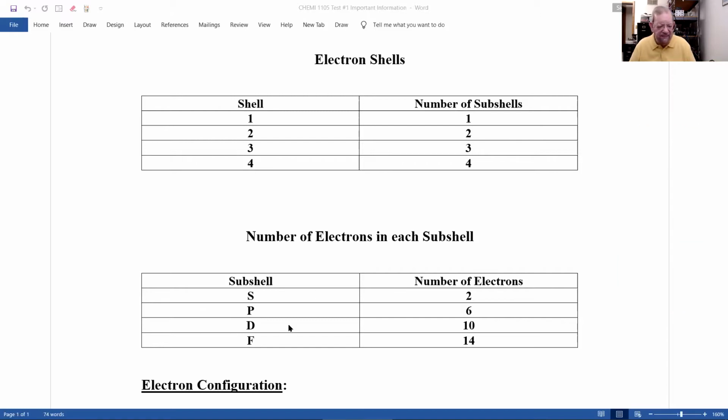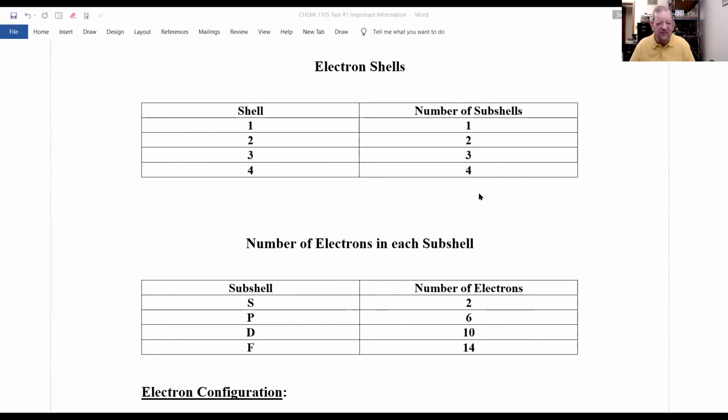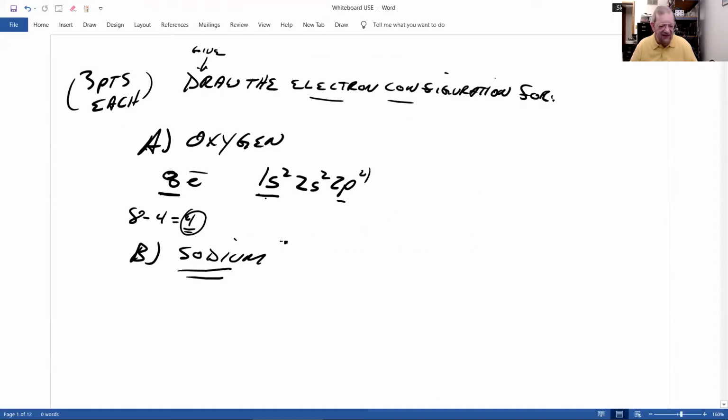Now, if we go to my whiteboard, we already figured out sodium has 11 electrons. What's the first shell? 1. How many subshells does it have? 1, and that's 1s. How many electrons can I put in there? 2. How many subshells does 1 have? 1. Well, I filled it up. So I have to go to the next shell.